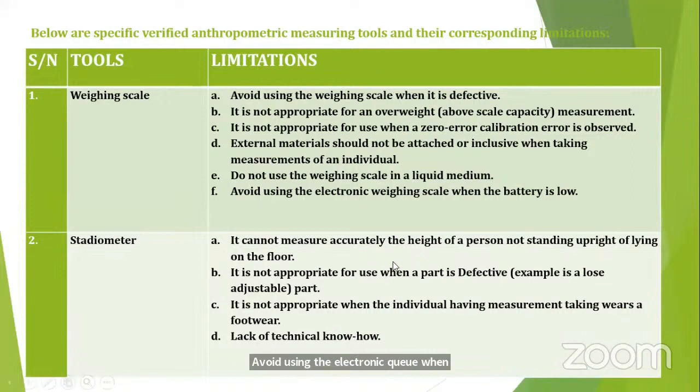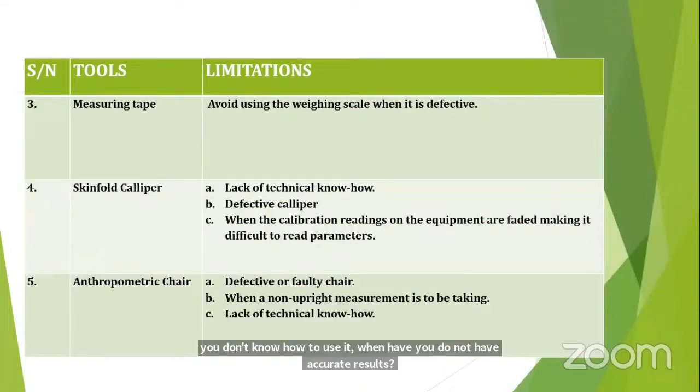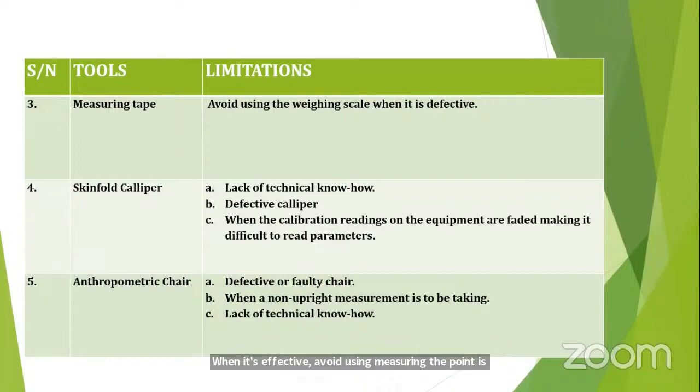Then the second one, the stadiometer, cannot measure accurately the height of a person that is not standing well. There's a specific position you should be in when you're using the equipment. It is not appropriate for use when a part is defective. It is not appropriate when the individual taking the measurement wears footwear. Lack of technical know-how. The third one, avoid using the measuring tape when it's defective, when probably we have some numbers missing. Avoid using it, you'll not be able to get accurate results.